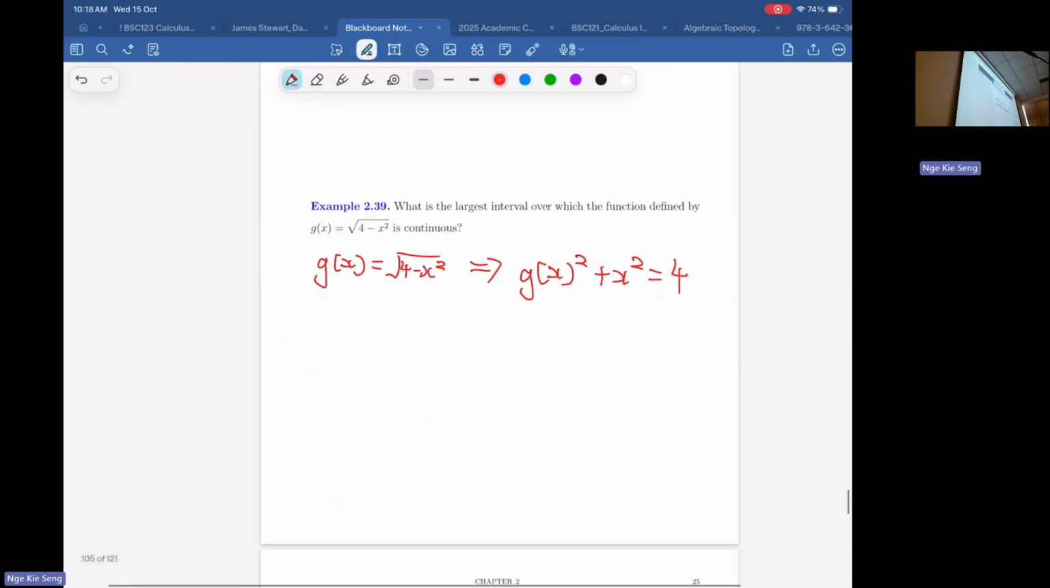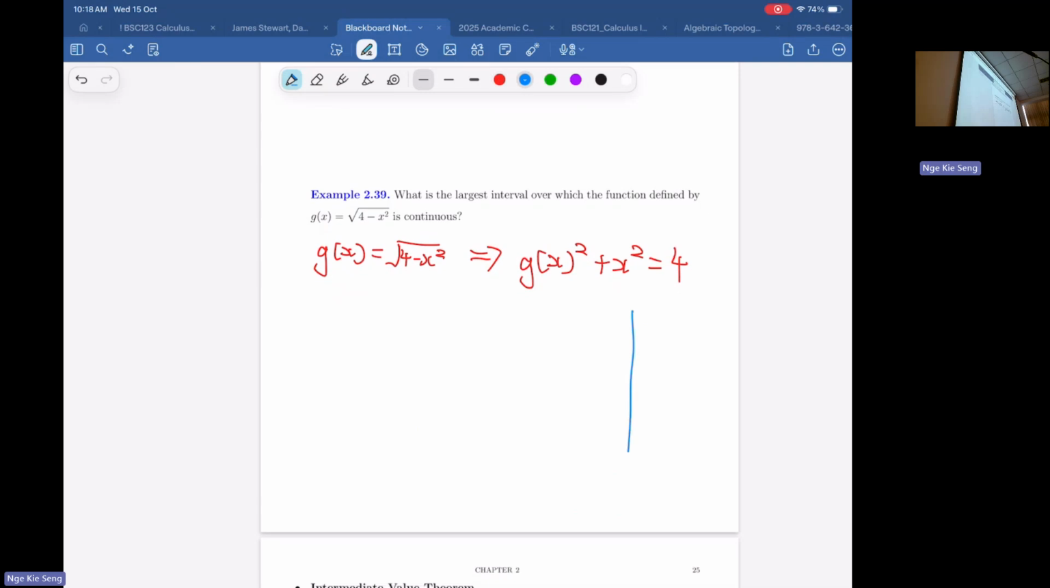From last week, you realize that this is the circle of radius 2. But are we taking the full circle or not? No, right? So which part of the circle are we actually taking? We're only taking half of it. Which half? It is the upper semicircle. So we are just taking the upper semicircle.